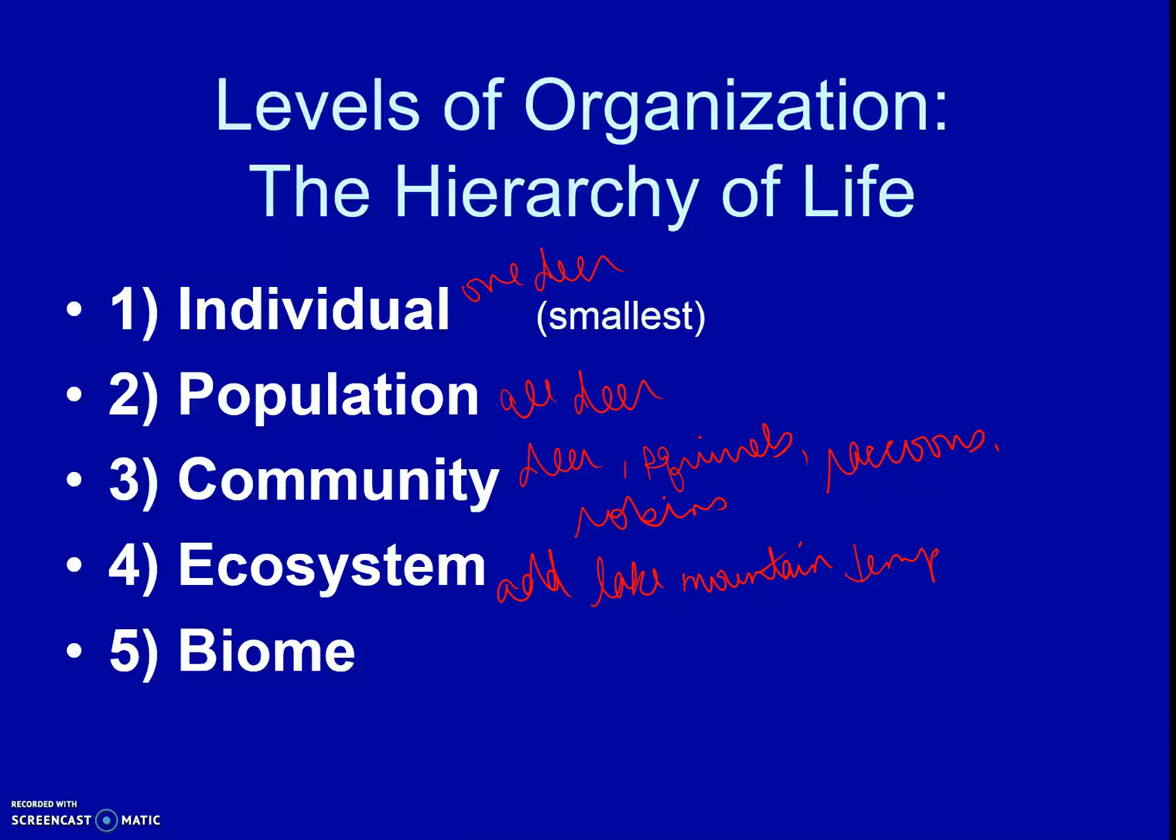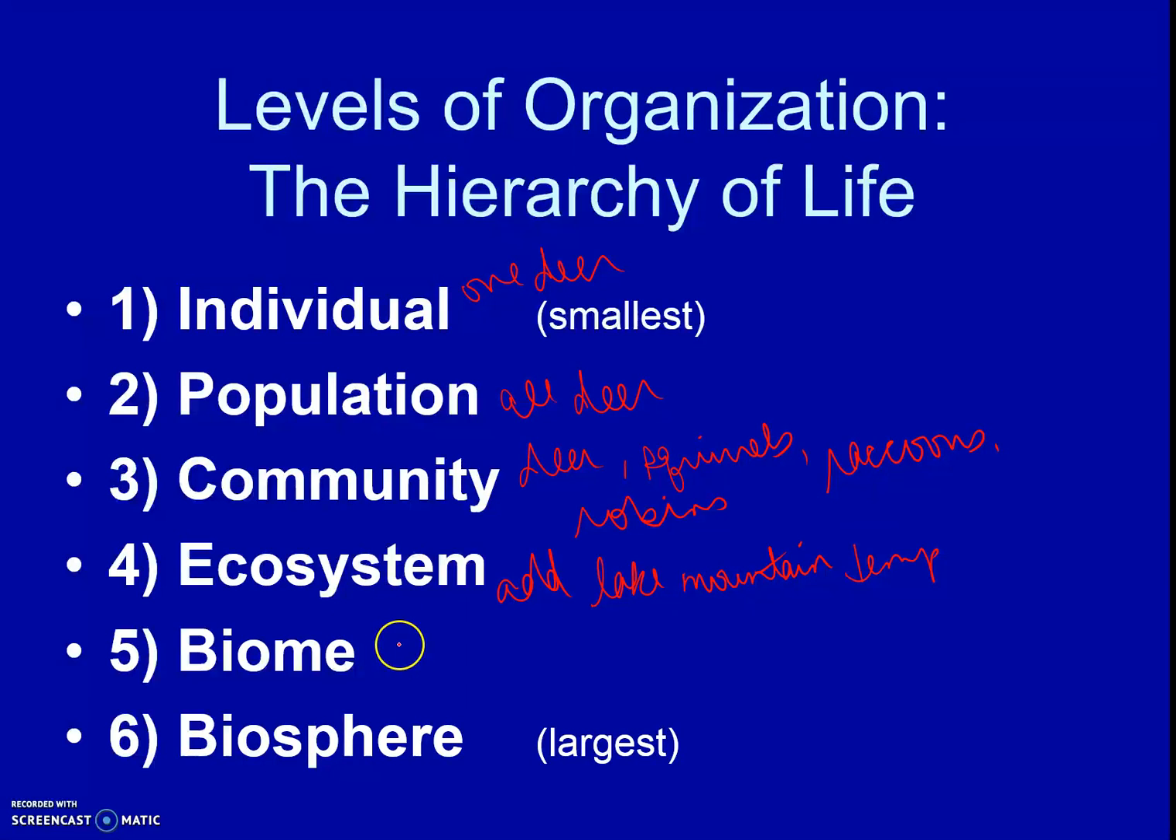And all of the biomes put together, so tundra, grassland, estuary, marine, freshwater, rainforest, all of those make up the biosphere. So the biosphere is going to be the largest and most inclusive. So, going back here to biome, we are in a grassland biome, or the prairie. So those are the levels of organization in the hierarchy of life. For your test, you will need to know them in order. So I, P, C, E, B, B.